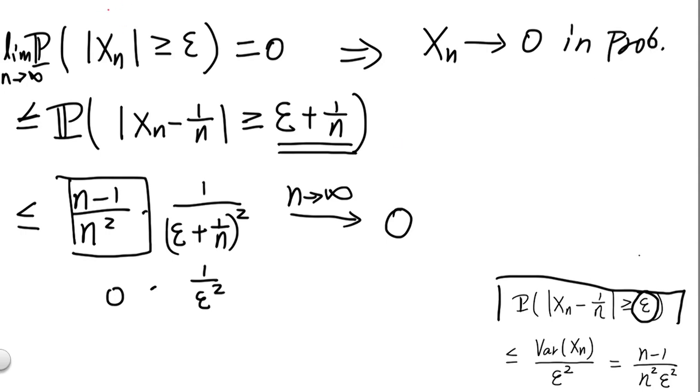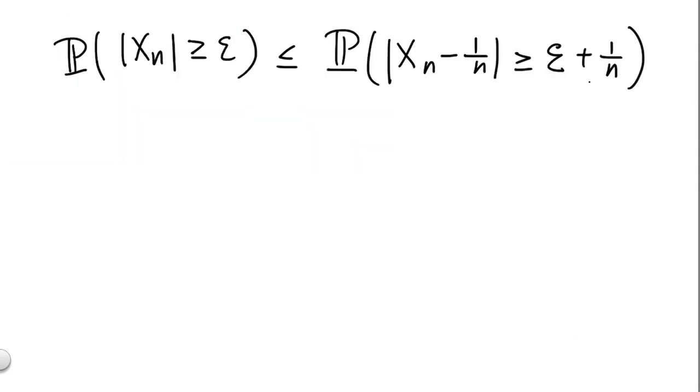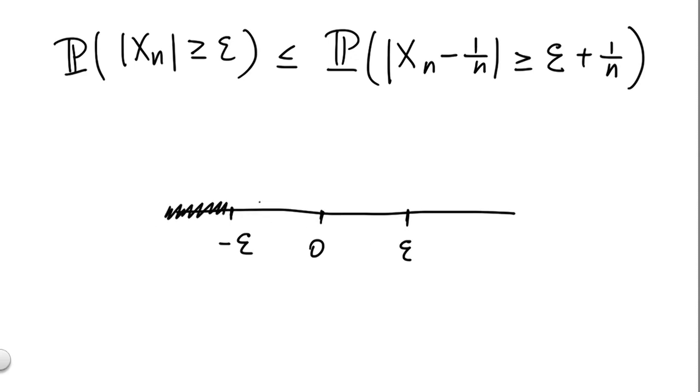Now there is still one thing I did not justify in the process, which is why the probability of absolute value Xn greater than epsilon is less than the term right here. So let's take a look. Well, the easiest way to see this is to see what ranges of Xn we are talking about in each case. In the first case, we're looking at an interval around 0, plus or minus epsilon, and Xn can lie anywhere here.